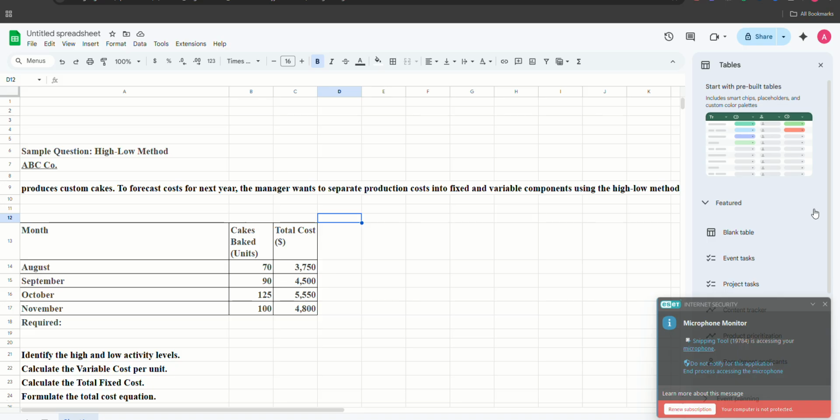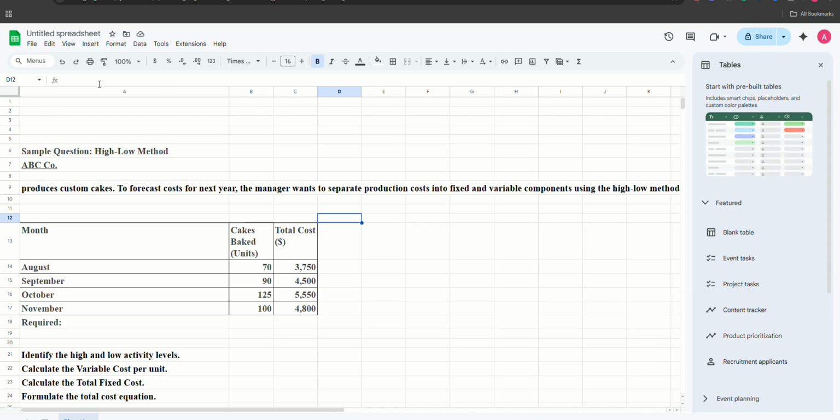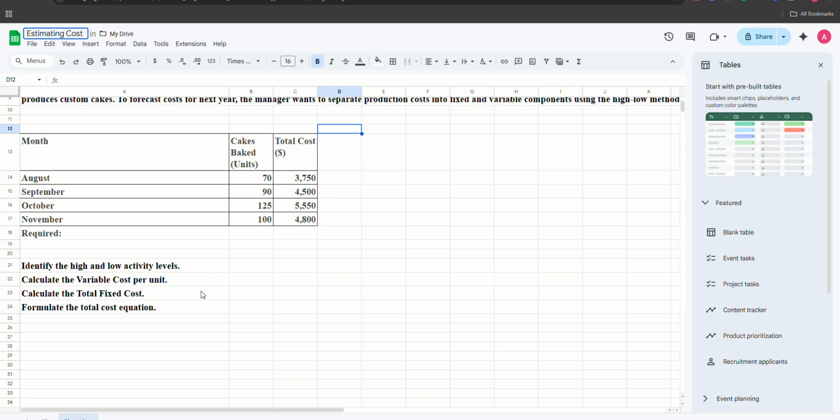So today I'm going to show you how to estimate cost using the high and low method. Today's topic: estimating cost. I'm going to show you how you can calculate fixed cost and variable cost using the high and low method. So this is the question and this is the requirement.